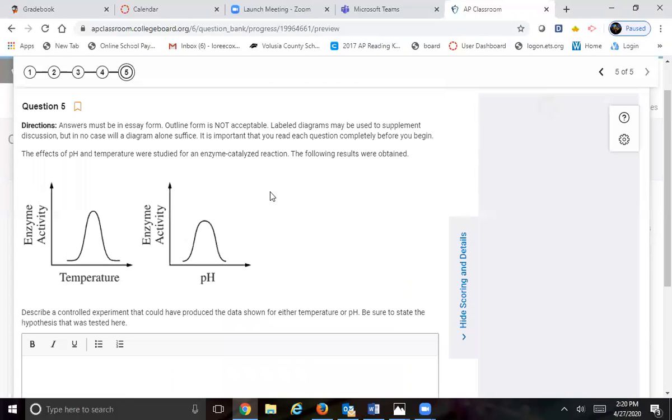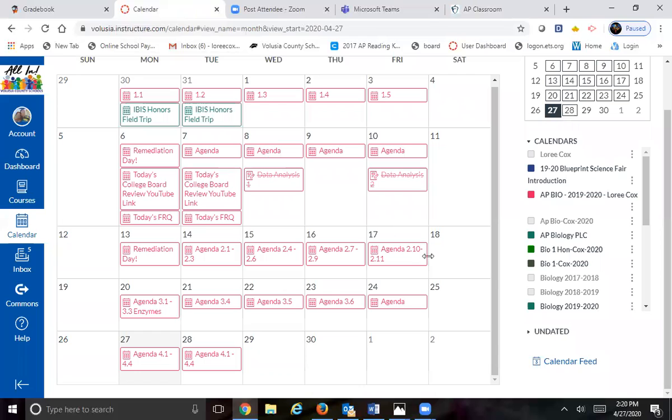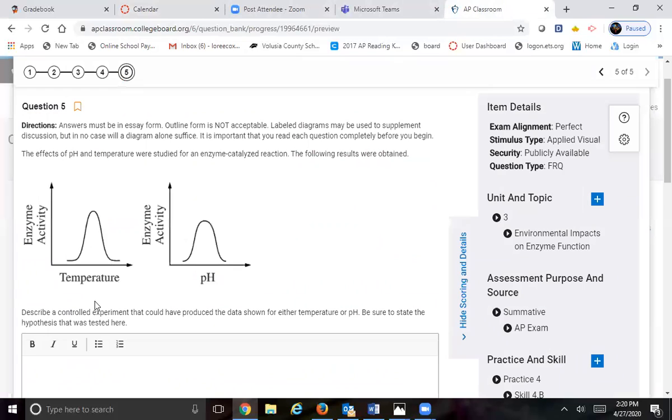All right, then question 5, we have a doozy here. So I had a lot of answer the prompt in your notes. It says, describe a controlled experiment that could have produced the data shown for either temperature or pH. You had to pick one, and you had to show what could have led to this. Be sure to state the hypothesis that was tested. So if you look at the calendar for this day, I told you on the calendar for the 20th, what I was looking for. So I told you right here what you needed to put in that question to get the points. So if we look back over here, I have a really nice response we'll take a look at.